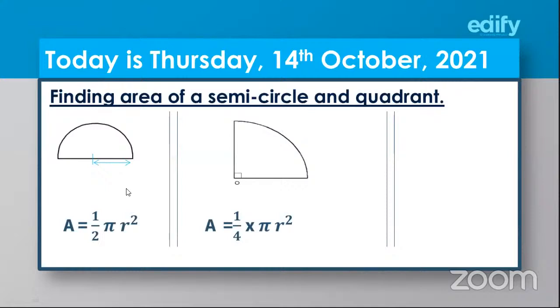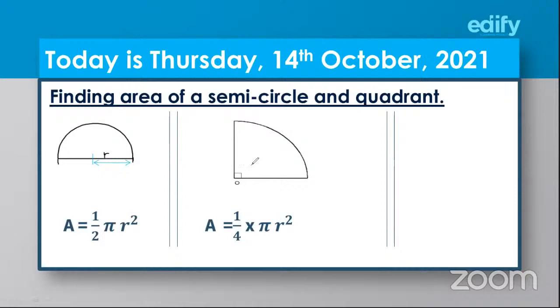Now, when a semicircle is drawn, it is drawn from here up to here, and that gives us the diameter. So we need to be very careful. The radius stops in the middle. From here up to here becomes the radius. Once they have given us the length from here up to here, we need to divide it by 2 so that we can get the radius.